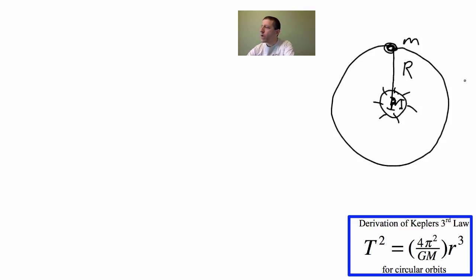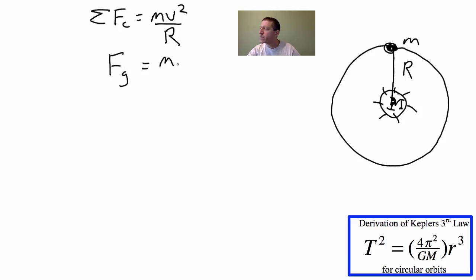So we're going to start off with the net centripetal force equals mv squared over r. And make sure that you understand what this little m is. That's the mass of the planet, because that's the object going around in a circular orbit. Now, what is providing this Fc? Well, it's the force of gravity. But we have to use the universal gravitational force. Fg is providing this net centripetal force.